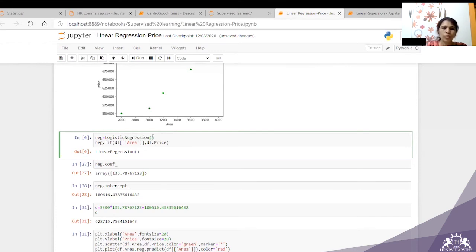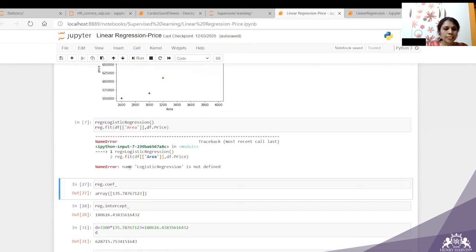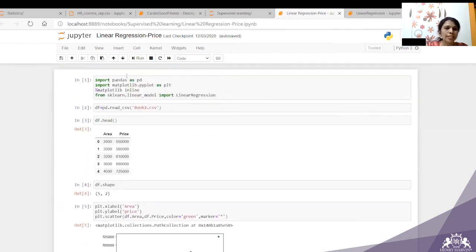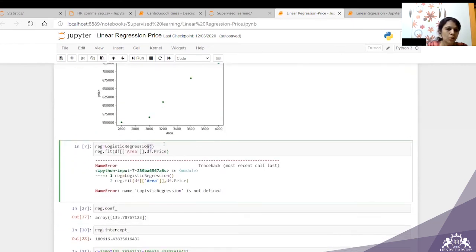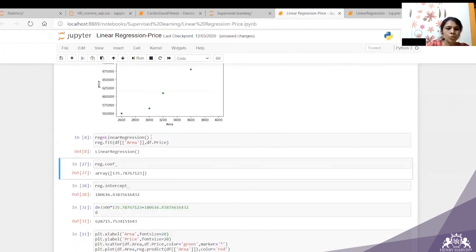One more thing I want to tell you: this is how we have to run it. If you write logistic regression here, it is not defined because I have not yet imported it. Since it is a linear regression model, I have to write it as LinearRegression. After reading, the mandatory step is that we should fit the model. How to fit the model? I write reg, or model, or whatever you need, equal to LinearRegression, then I fit with area and price.